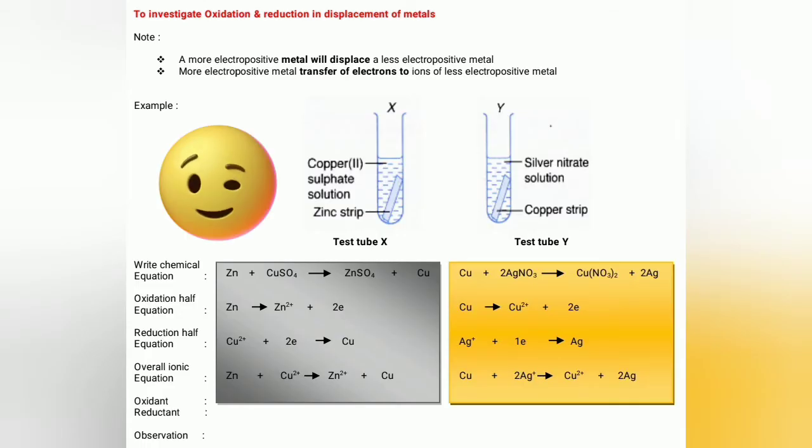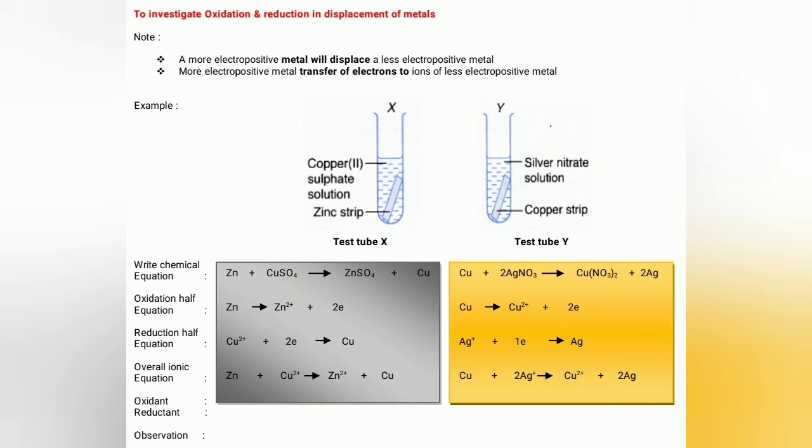In test tube X, zinc atoms displace copper(II) ions from copper(II) sulfate solution. Zinc is more electropositive than copper, so zinc metal acts as the reducing agent. Zinc atoms lose two electrons to form zinc ions. So, zinc metal is oxidized. This explains why the zinc strip dissolves.